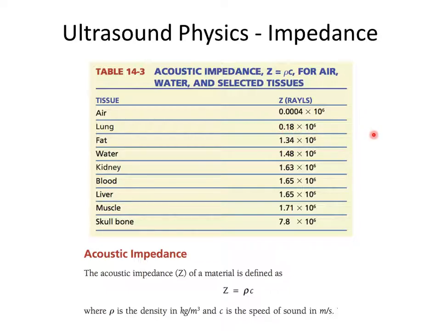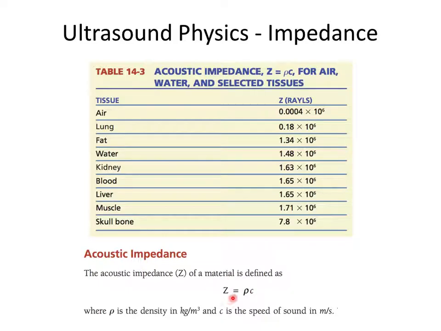So the acoustic impedance is related to the speed, and is calculated as the density of the material times the speed of the sound in the material. So now we've got the relationship of the speed, and whether or not the material is very dense.